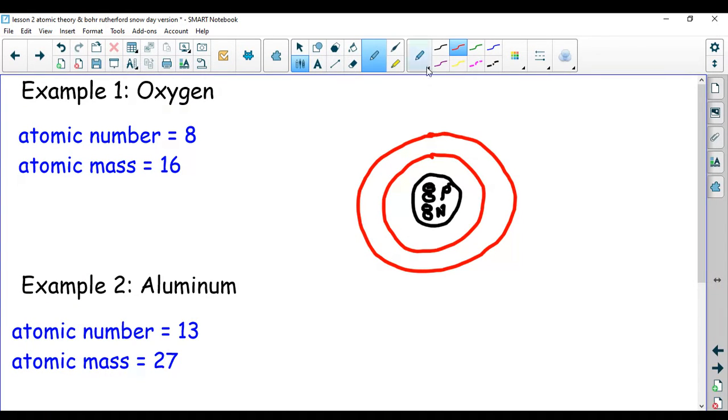Now you can add your electrons as dots. And some people like to space them out. Some people like to put them in pairs, whatever makes you happy. As long as you have 2 in your first orbital. And then remember the number of electrons is the same as the protons.